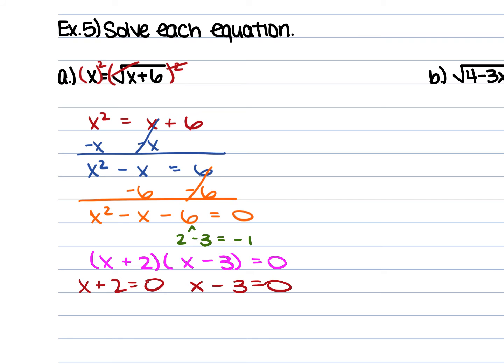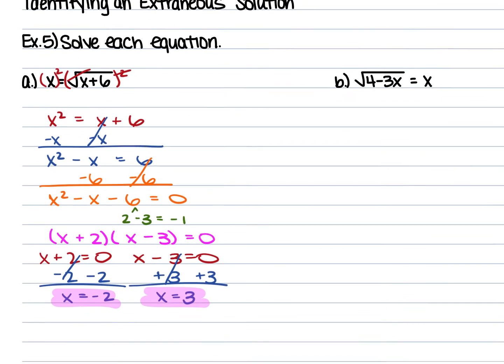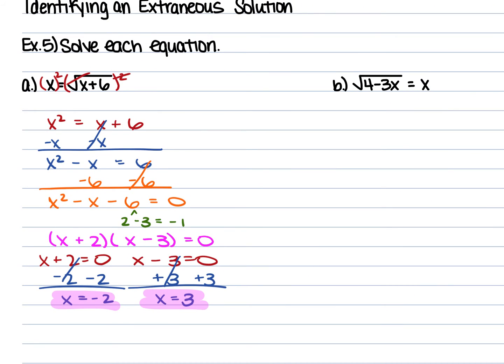You have x plus 2 is equal to 0, which you will subtract the 2 from each side, and you get x is equal to negative 2. You also have x minus 3 is equal to 0, so add the 3 to both sides, and you also get that x is equal to 3. So negative 2 and 3 are your two solutions for this example.